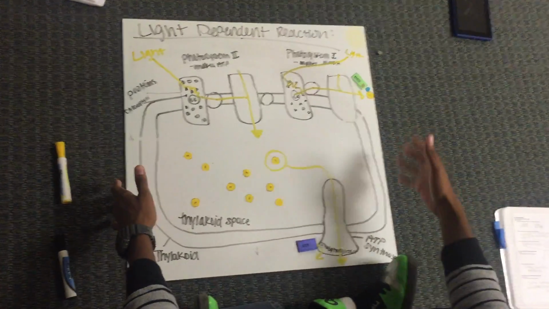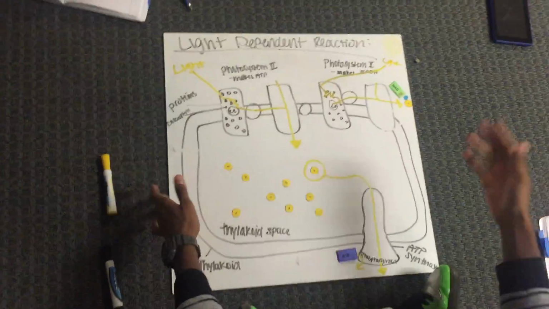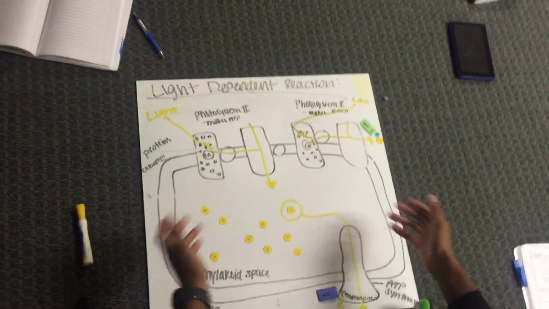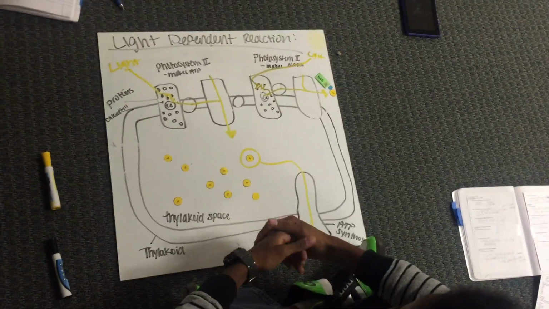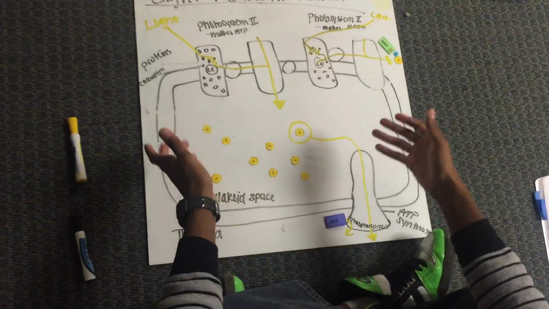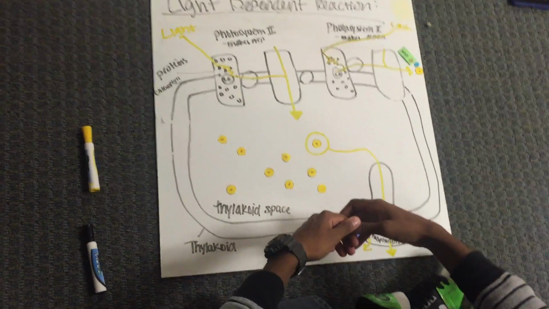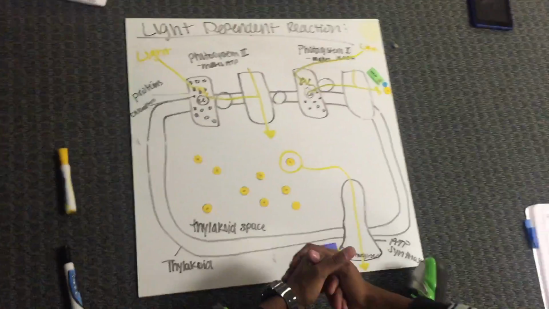This happens, both photosystems happen in the thylakoid space within the inner membrane of the chloroplast, which is the stroma. But photosystem 2 is the photosystem that creates the energy in order to start the light independent reaction, which is photosystem 1, which creates NADPH.